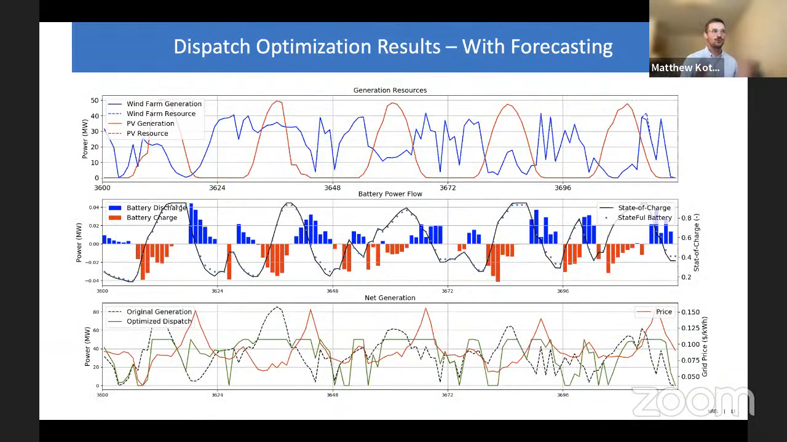Now, I don't want to spend too much time on this slide. The reason that we have this slide here is to give you an example of a type of result that you could expect within HOPP.